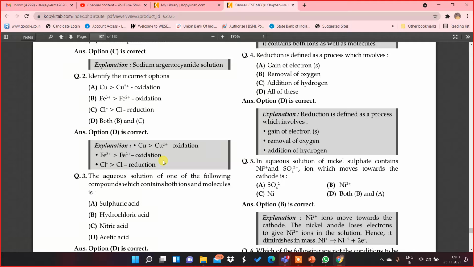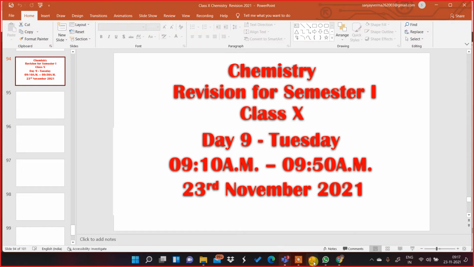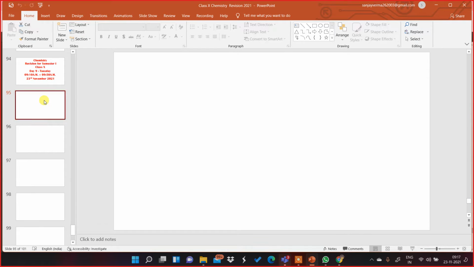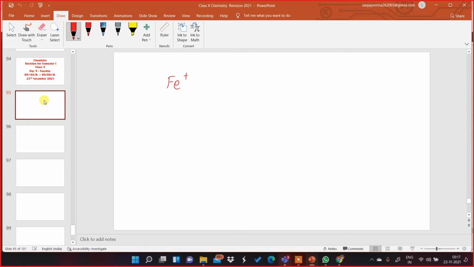Can you explain it again? Yeah. Let me explain this, okay? Now see. Look at this. Iron 3 is becoming iron 2. And chloride ion is becoming chlorine atom. Now look at the first one. How will you convert iron 3 to iron 2? Will you give electrons or take electrons? By giving one electron. Yes, if you give an electron, then isn't that reduction?